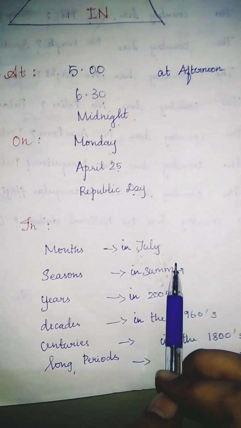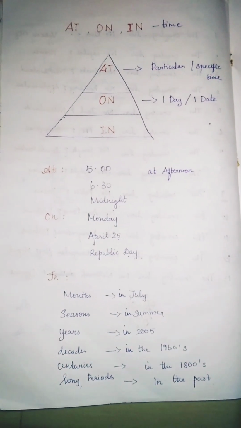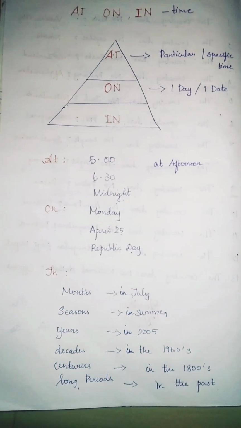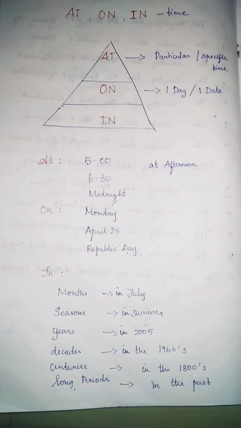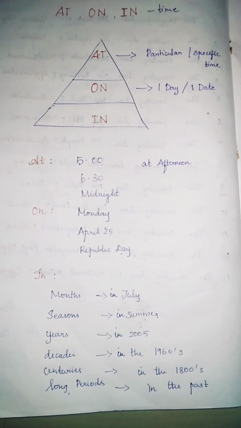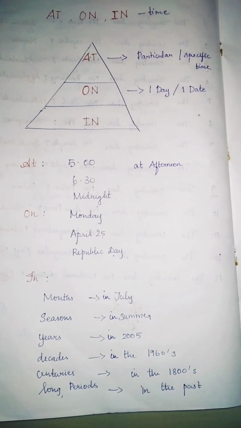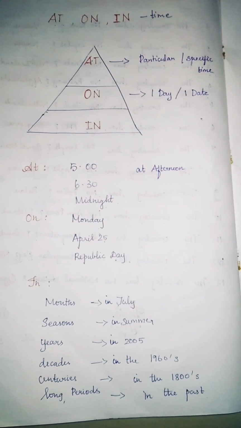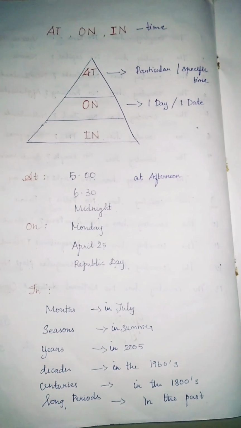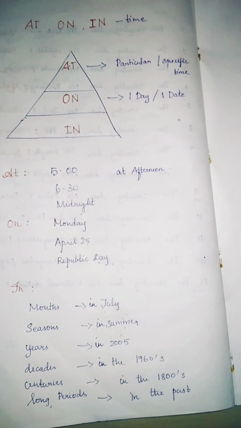The only thing you have to remember is this triangle. We have to divide this triangle into three parts. At the top position, at should be there. At the next position, on. On is a little bit wider than at. At the third position, which means the last position, in is there. In is wider than at and on. So relate this concept with time, which will be very easy to understand.